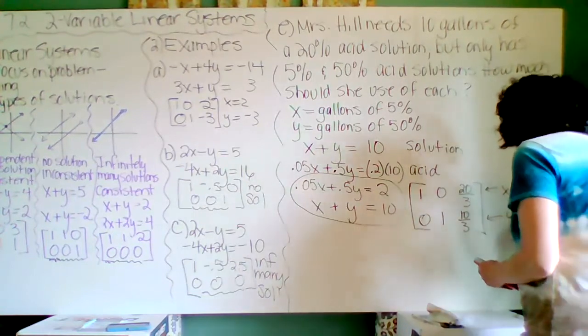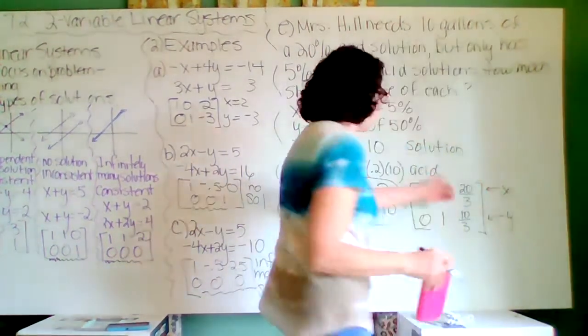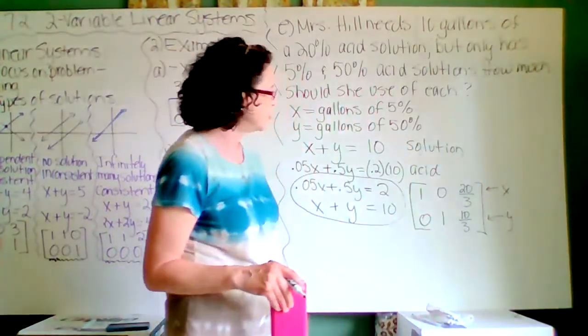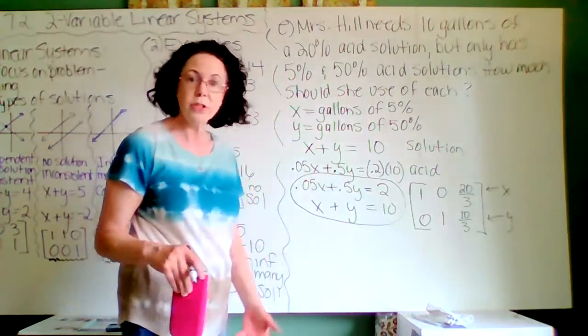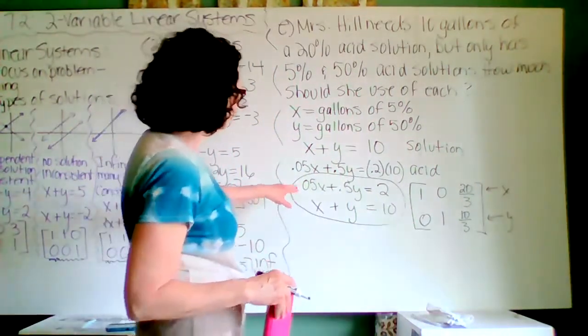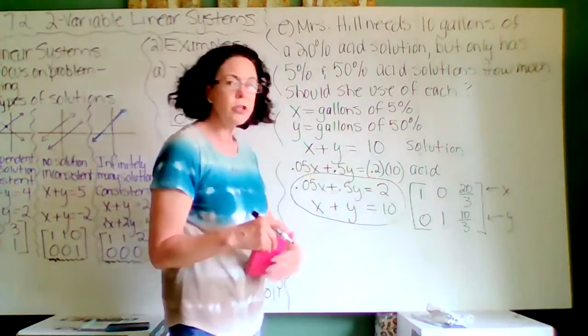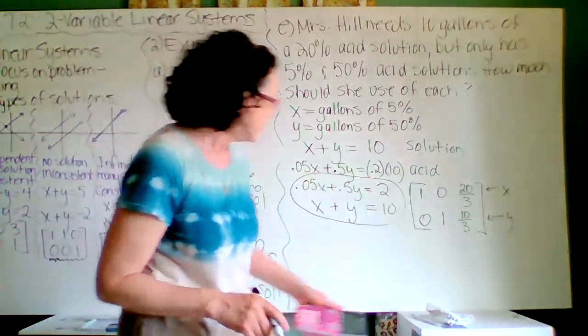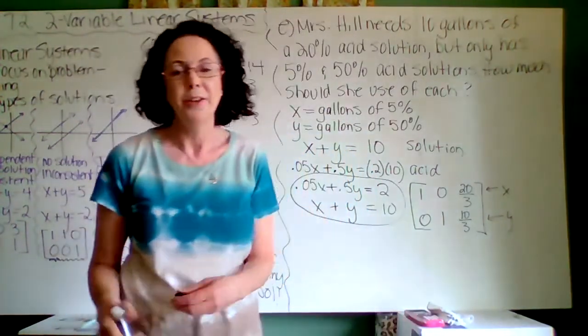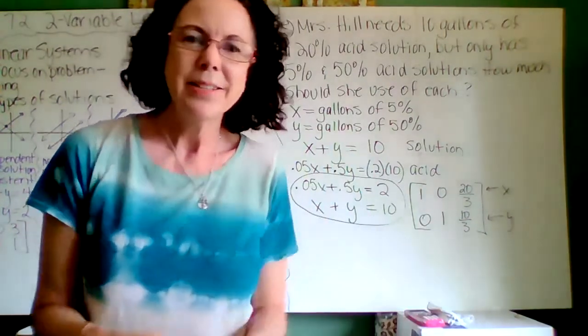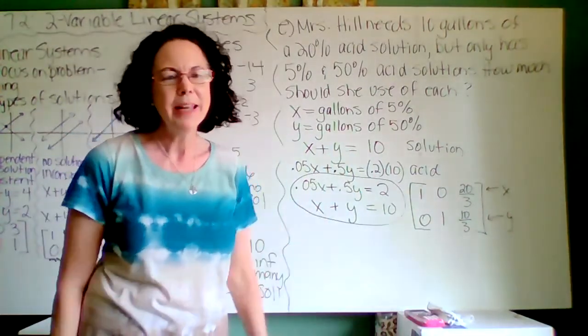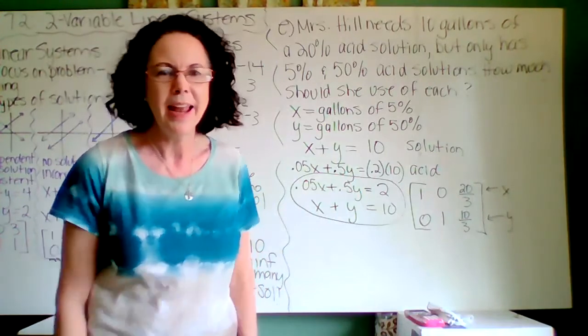And if we took time to check it, we would see that these two do add up to 10, right? 20/3 plus 10/3 is 30/3, which is 10 gallons. And if we took the time to put it in the acid equation, she would also have the proper amount of acid in her 10-gallon solution. So thanks so much for hanging out with me on section 7.2 and have a good day.